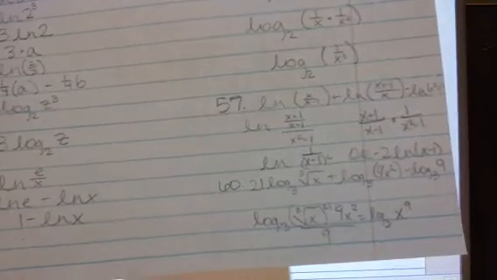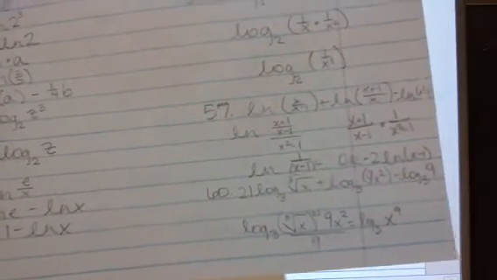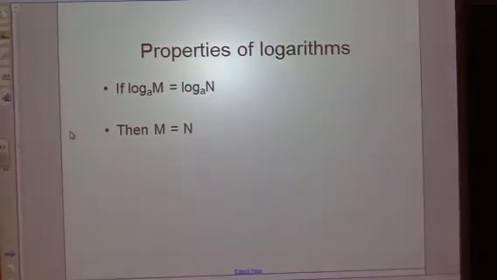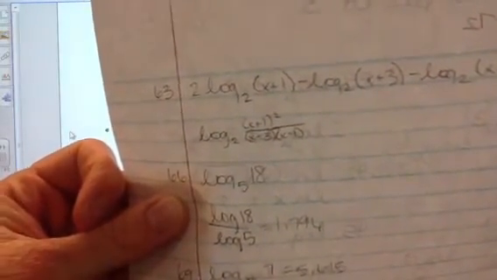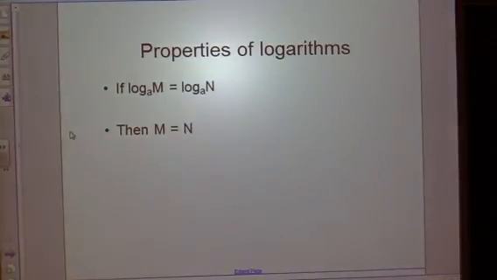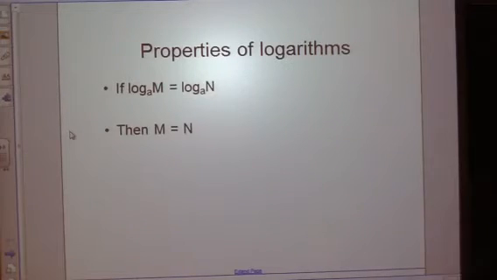60 is log base 3 of the cube root of x to the 21st times 9x squared divided by 9. You could simplify it and it becomes log base 3 of x to the 9th. 63 simplifies to log base 2 of x plus 1 squared over x plus 3 and x minus 1. 66 is 1.796. 69 is 5.615. And 72 is 0.303. Please come with questions over those for next time.